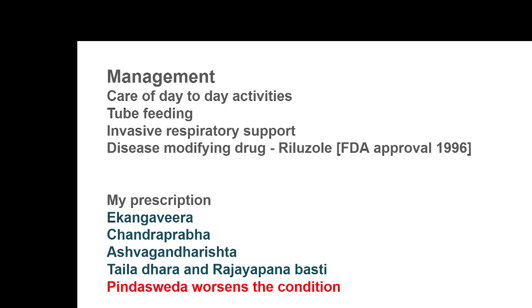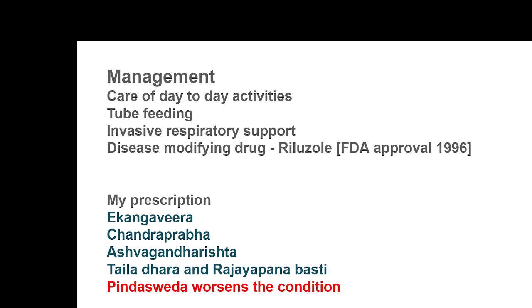Then if the patient has bulbar symptoms and is not able to swallow, then tube feeding is the only alternative. I think you might have seen a few patients where tube feeding was being continued and then we treated them and could remove the tube in some of the patients. Then if the patient develops respiratory failure, invasive respiratory support is the other part. Till very recently, till 1996, there was no question of any specific drug. In 1996, riluzole was approved as a disease-modifying drug.